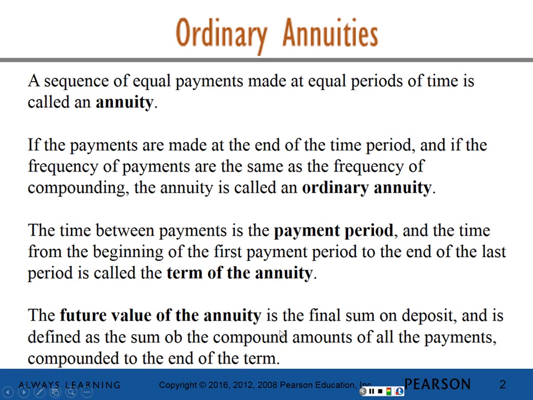The future value of the annuity is the final sum on deposit and is defined as the sum, sorry, that's supposed to say of, the compound amounts of all the payments compounded to the end of the term.